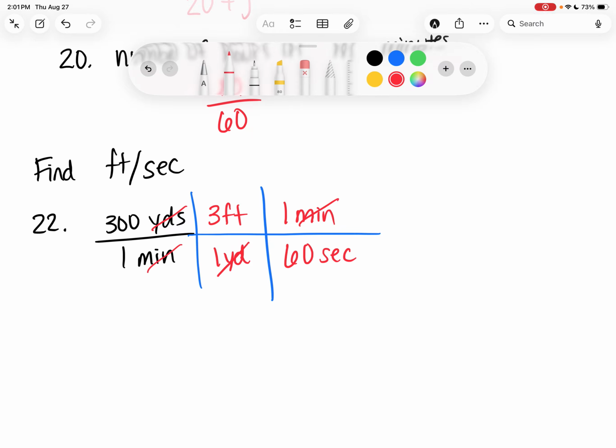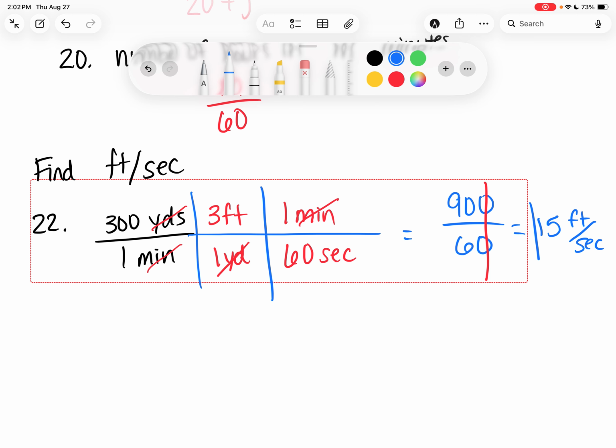And then what we do is we multiply across the top and then we divide by the bottom. So I have 300 times 3 is what? So I have 900 divided by 60. I don't know if you've seen this really cool trick before, but if you have things that are being divided and they both end in a 0, we can cross it out. So I now have 90 divided by 6. Anybody know what that is? 15. So this would be 15 feet per second.